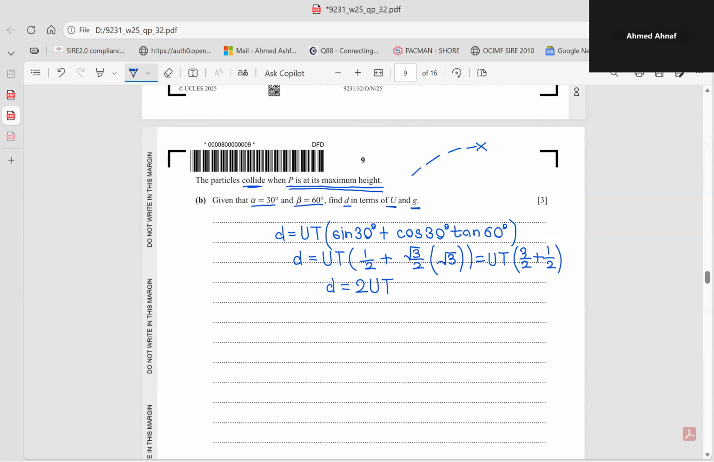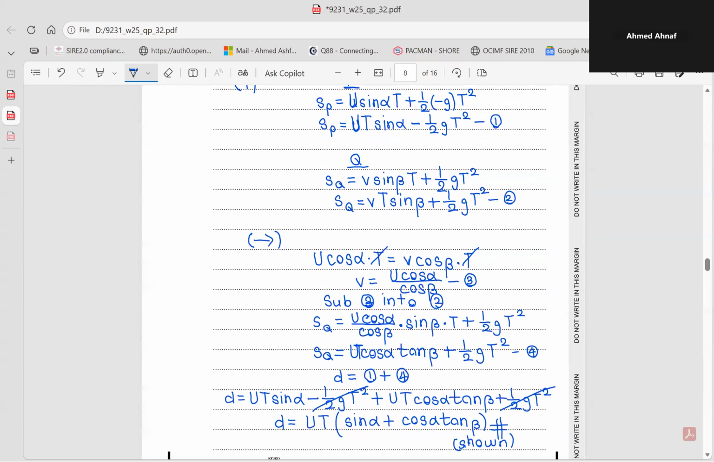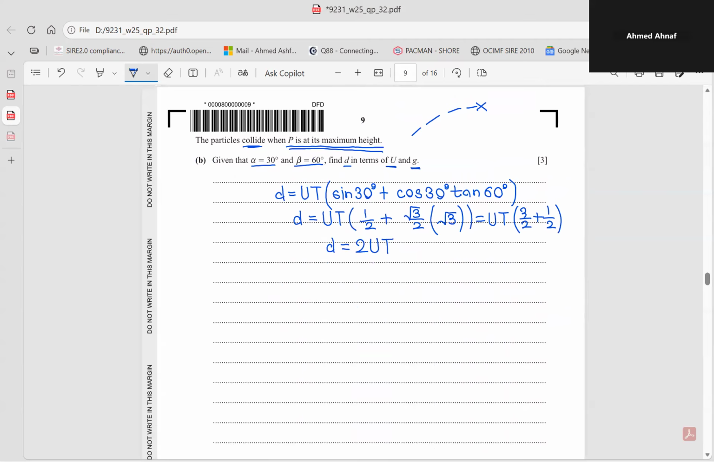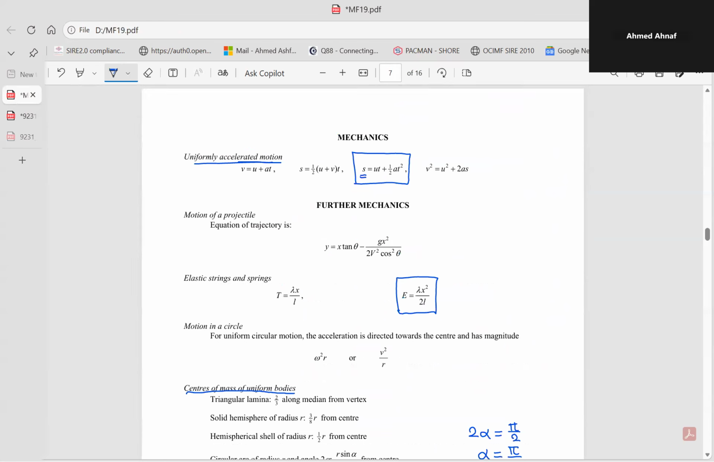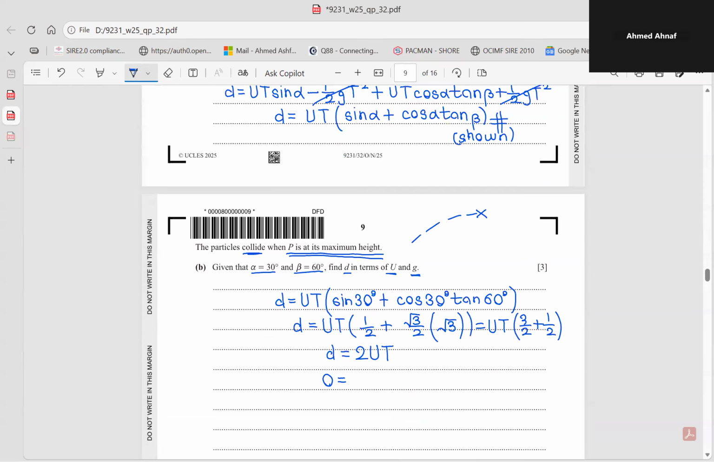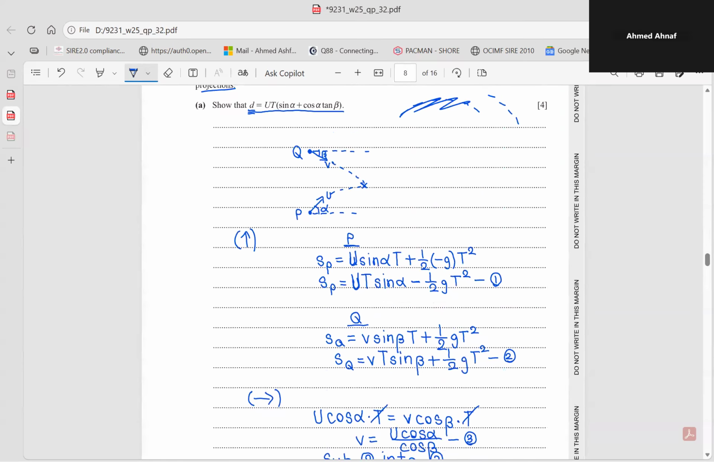All right. Yeah. So to find the final velocity, knowing the initial velocity and the time taken, let's go to MF19. Yeah, we can just use this formula. V equals U plus AT. Okay, so V in this case is just 0. U is, well, the vertical component of the initial velocity. So that is, for P, UT sine alpha.